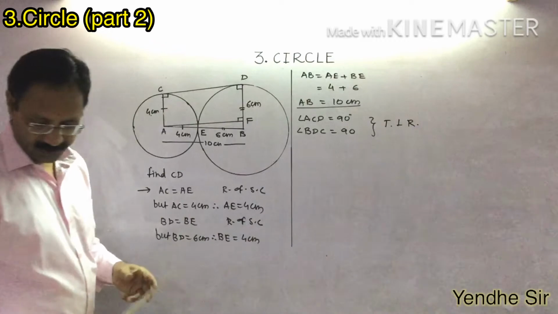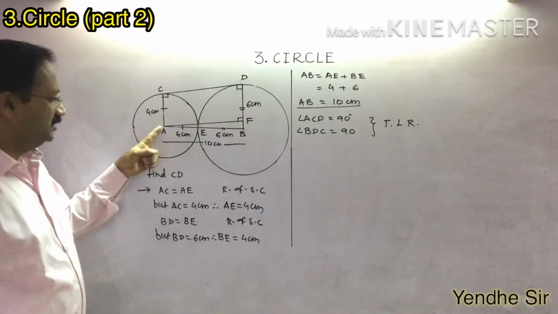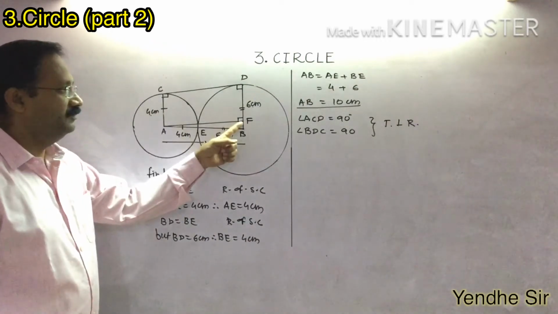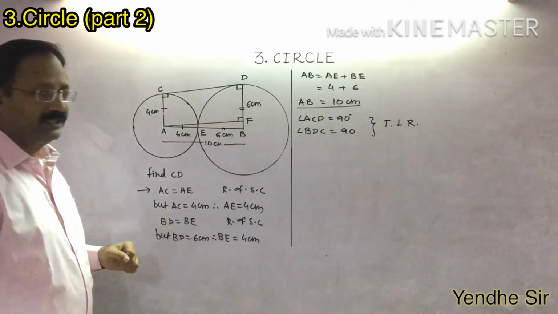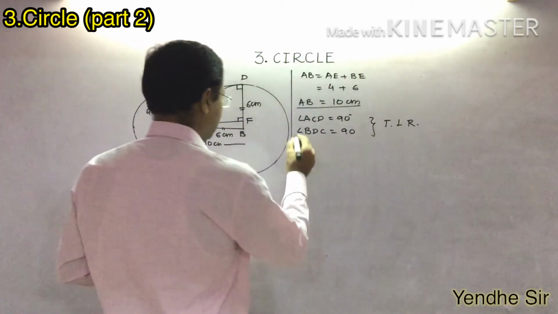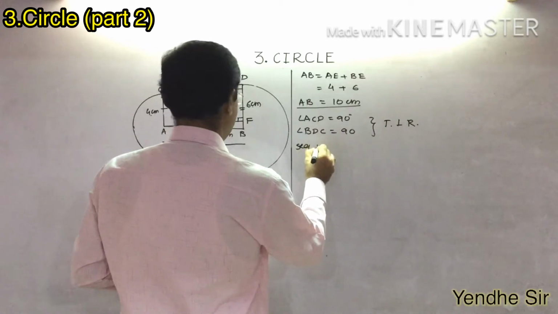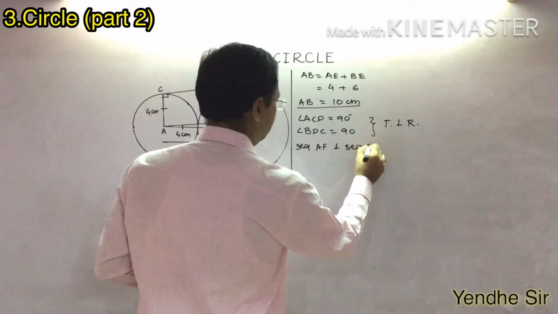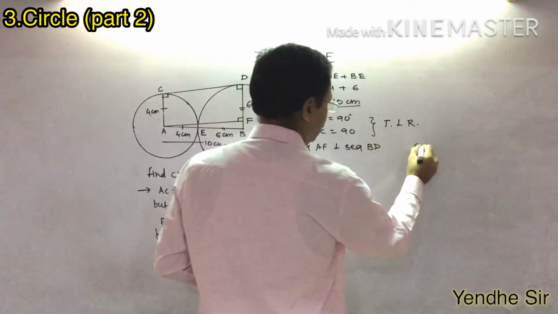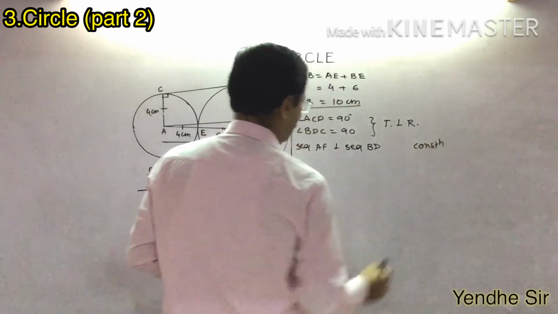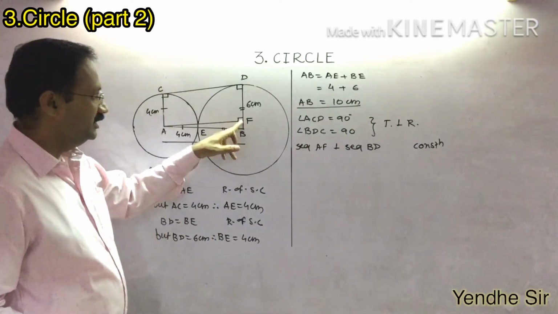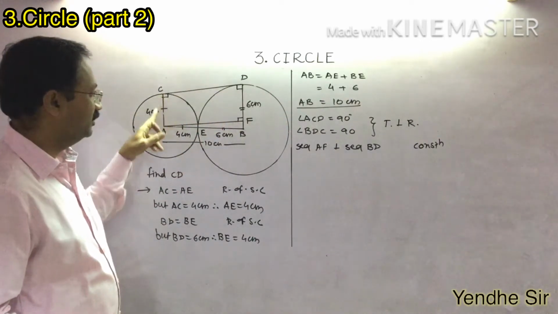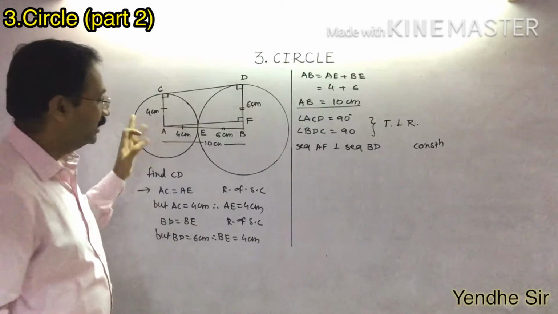Yes. So here I made the one construction that draw AF is perpendicular to BD. Okay, here I have written segment AF is perpendicular to segment BD because of construction. Okay, now this is 90, this is 90, this is 90, so it will be converted into a rectangle.